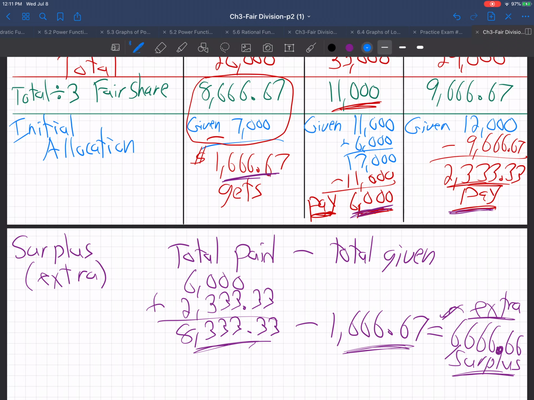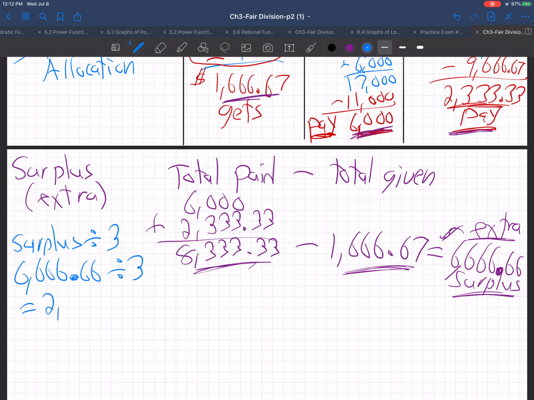And then what do you do with that surplus? You take the surplus and you divide it equally among the people. That's 3 people. So I'm going to take that 6,666.66 and divide it equally among the 3 people, which comes out to be 2,222.22 for each person, right? Each person given back.